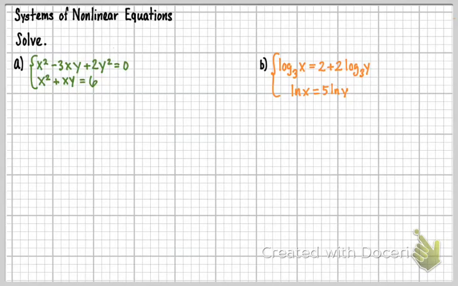Solve. So in number A, we have, for the first equation, x squared minus 3xy plus 2y squared equals 0. And for the second equation, we have x squared plus xy equals 6. The first thing I think of when I think of a system of equations, especially nonlinear equations, is substitution. When I see the bottom here, I see this xy, and if I move the x squared over, I would have 6 minus x squared.